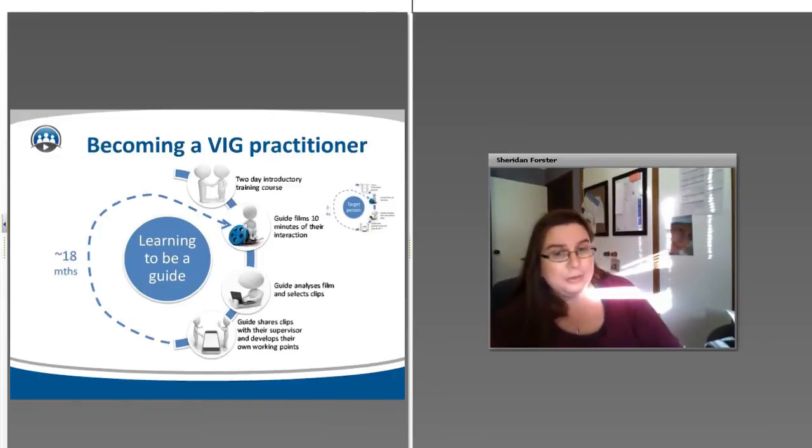The guide then shares their clips with their supervisor and develops their own working points. And this process usually takes about 18 months, where you have 6 levels of supervised practice. So it's quite a long process, but it's a process whereby you get to first get a bit of a feel for video interaction guidance and how it might contribute to your work, then get a bit of a feel for really being able to analyze videos, for looking for the principles of interaction, of attuned engagements in videos. Then you go through a process of really looking at fine-tuning how you're providing your guidance to people, how you're activating people to think about things and come to their own solutions. And then a process whereby you can really consolidate those skills.